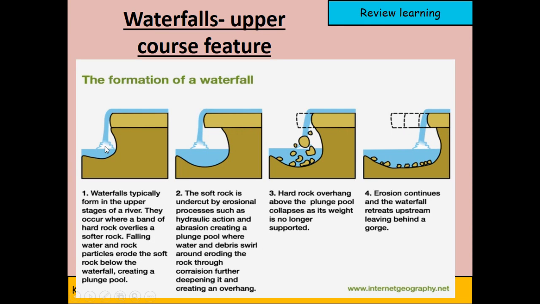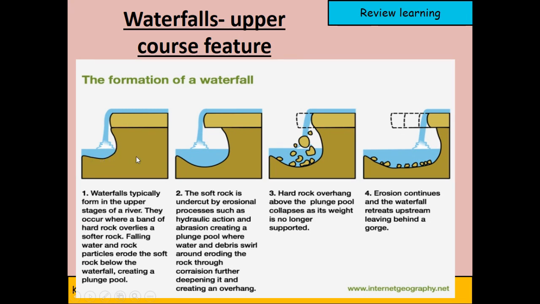Now what's going to happen is the water is going to splash down into the plunge pool. The erosion that's taking place here is hydraulic action, which is the force of the water on the rock itself. It's like if you were to spray a hose pipe at a wall. You will also have abrasion, where the rocks on the base and the rocks being thrown over the side will scrape this back wall and underneath here as well.